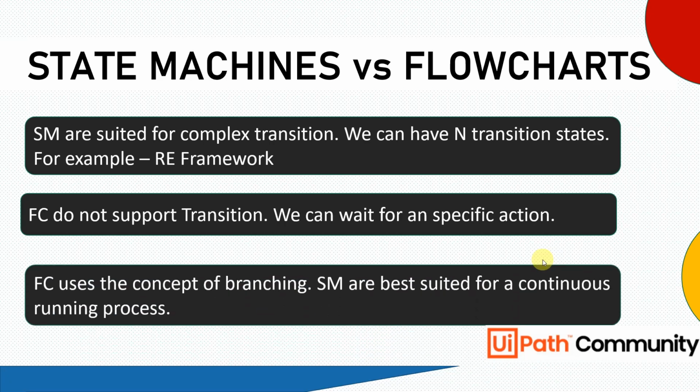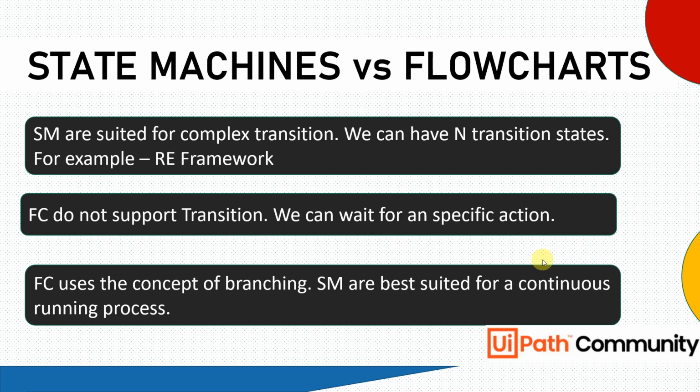A flowchart uses the concept of branching. Whenever we say branching, it is if-else. If something is happening, you go by this route. If it is not happening, you go by that route. State machines are suited for a continuous running process. For example, in the vending machine, once the money is inserted, only then check for the item. When the item is available, only then vend the item. Once the item is vended, check whether the money has to be returned. If the money has to be returned, return it and then stop.